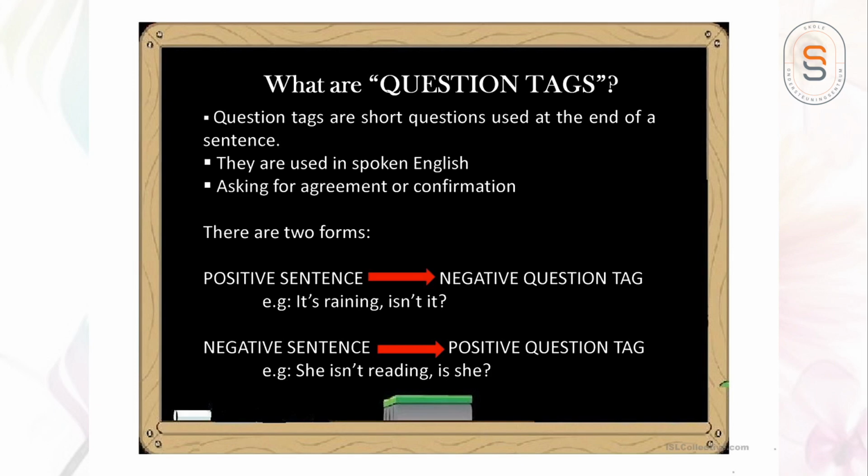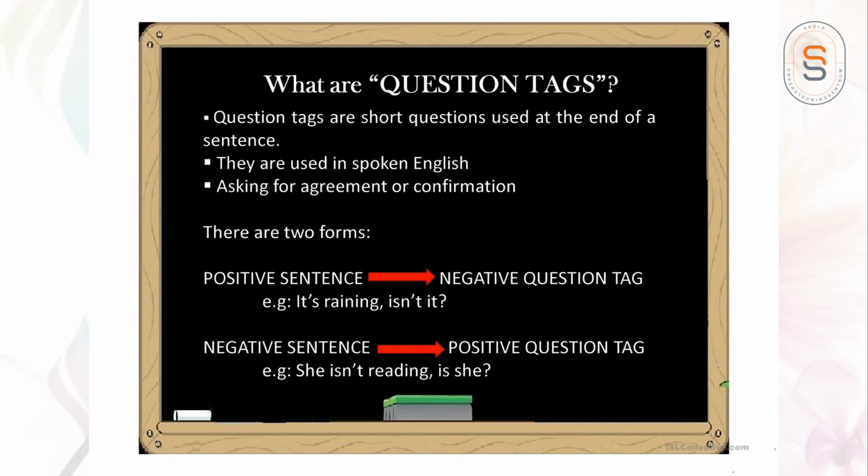So what are question tags in a nutshell? Question tags are short questions used at the end of a sentence. They are used in spoken English, asking for agreement or confirmation. There are two forms. A positive sentence with a negative question tag. It is raining, positive, comma. Isn't it? Isn't is a negative contraction, question mark, negative question tag.